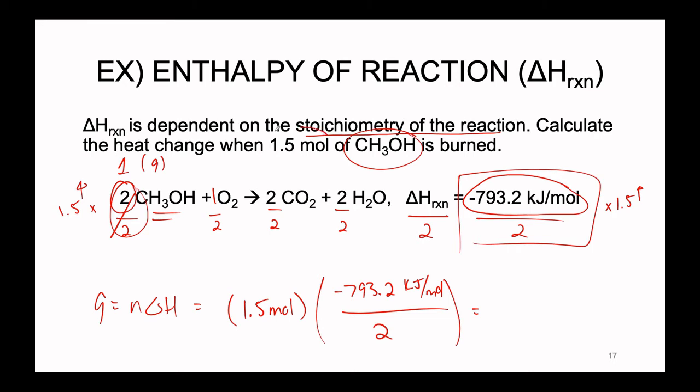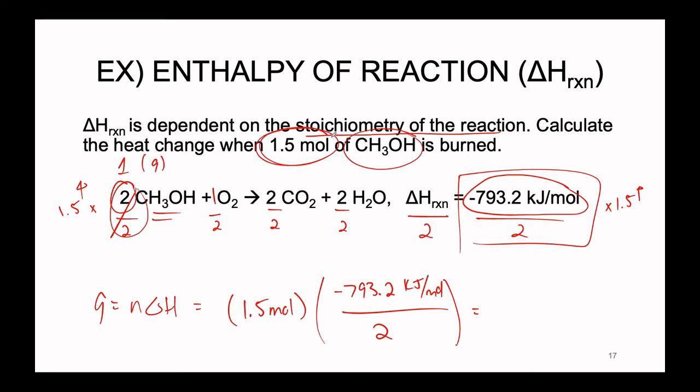And the reason we're doing this is because ultimately we're asked to find what's the heat change when we're burning 1.5 moles of methanol. So we're always going to scale down by the coefficients in our reaction and scale up by the amount or the magnitude of stuff that we're working with that is given to us in the wording of the problem. Scale down by the coefficients in the reaction, scale up by the magnitude that we're given in the wording of the problem.